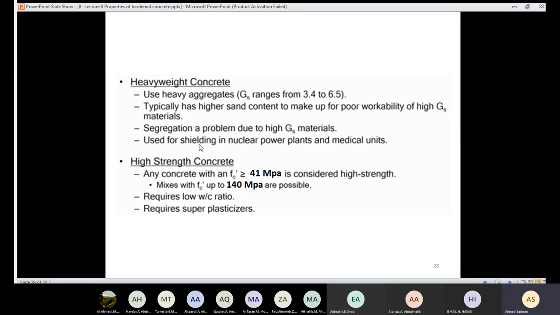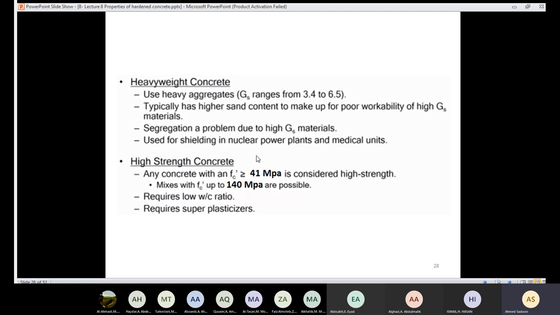So what is it used for? It's used for shielding in nuclear power plants and medical units, because in these facilities you don't want any type of leak. So heavyweight concrete is a good choice for shielding in nuclear power plants and medical units.